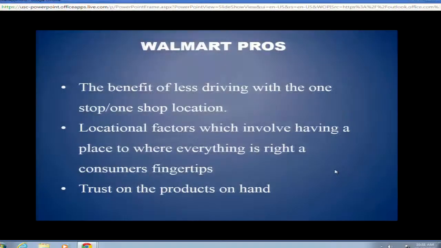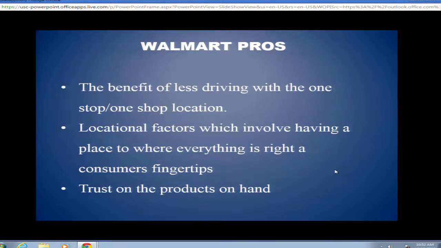Also another pro would be the benefits of less driving for one stop, one shop location. So the best thing for locational factors is that in a small rural area, it's kind of hard sometimes to drive long distances to get different types of items. But with Walmart being there, one of the great things about it is you won't necessarily have to spend more money to go and come. So having a great place like Walmart, you can shop and spend a good amount without having to rely on transportation, which could be very cost effective.